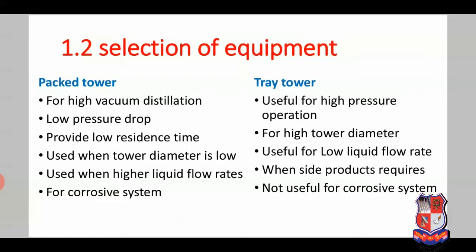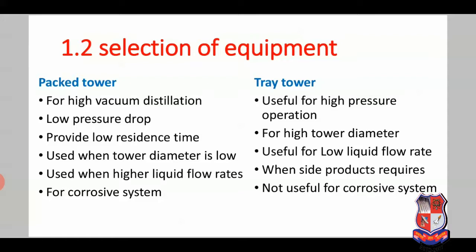Another criterion is when the tower diameter is low, packed tower is used, and when the tower diameter is high, tray tower is used. How? Suppose you have a very small tower diameter, suppose 1 foot. So the tower diameter is 1 foot, and you cannot manufacture a 1 foot tray and fit it into a tray tower. It is not advisable. But if the tower is 1 foot in diameter, then packing material can be placed in the tower. It will be very easy.